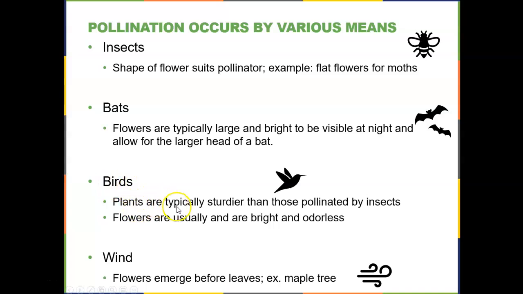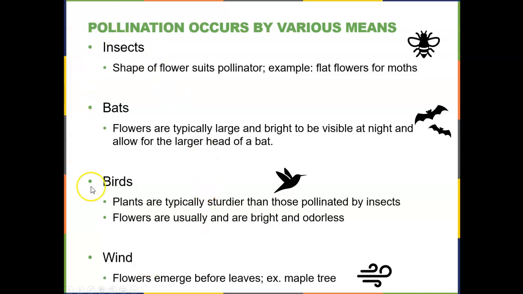Birds. So here birds typically will pollinate flowers that are sturdier so they can support the weight of the bird. But we're talking mostly about hummingbirds, and they're very, very light to begin with. And usually the flowers which are pollinated by birds are bright and not necessarily have to have an odor to them. And lastly, wind. So some flowers come out before the leaves, for example maple trees, and they utilize wind to blow the pollen from the anther to the stigma.